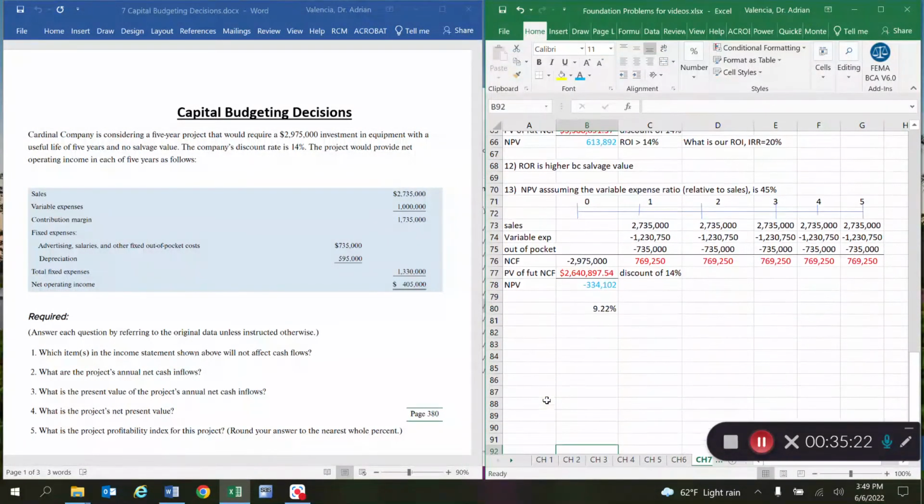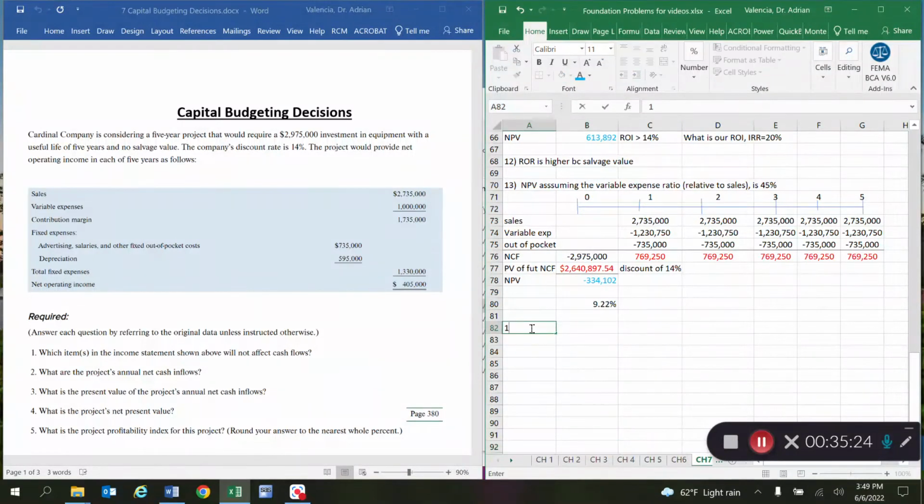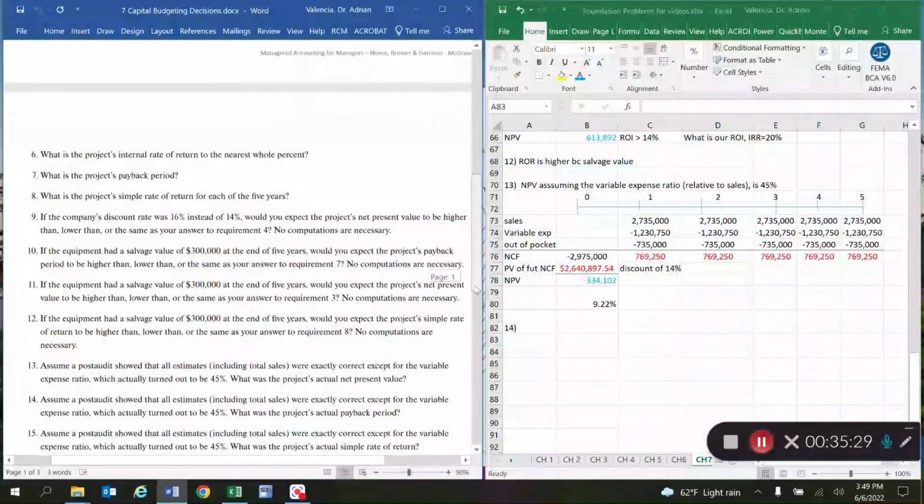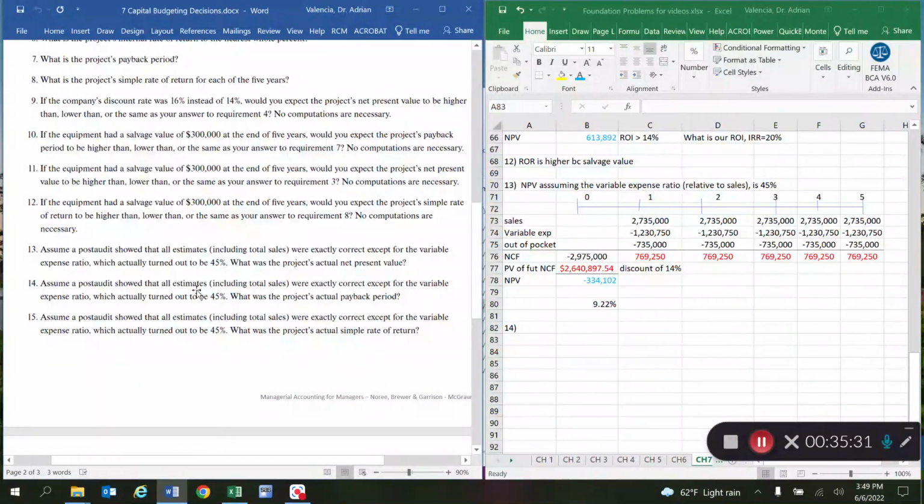Okay? All right, let's look at question number 14. So this is now starting to be what-if analysis. 14. Assume a post-audit showed that all estimates, including total sales, were exactly correct, except for the variable expense ratio, which actually turned out to be 45%. So in other words, 13, 14, and 15 are the same information, except now for 13 we did the NPV, for 14 we're going to do the payback period, and then for 15 we're going to do the simple rate of return. So let's go ahead and do that.